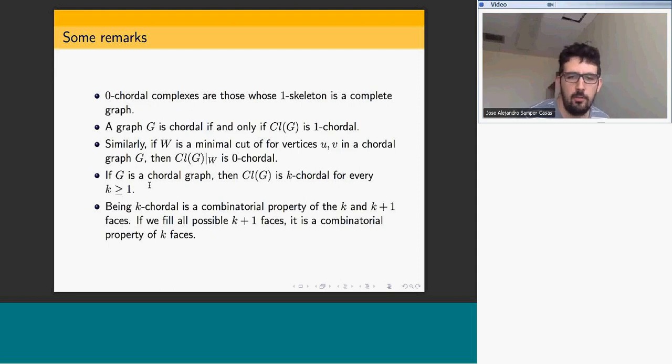So I'm originally a combinatorialist, and I would say this is so 1k, but this is a combinatorial property of the k and k plus 1 phases of the simplicial complex. It helps to fill all possible k plus 1 phases. So if we fix the skeleton and add as many k plus 1 phases as I can support without altering the k skeleton, we say that this is a property of the k phases. That's combinatorial.